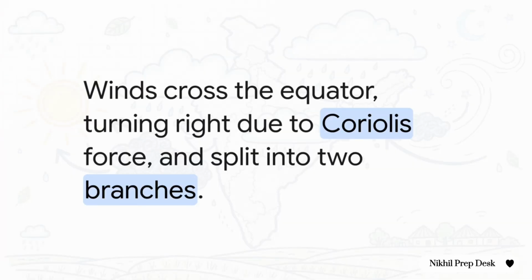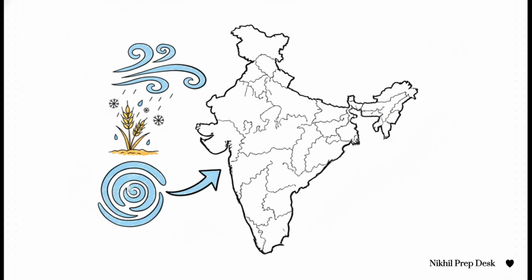So as those southeast trade winds are finally pulled across the equator, the Earth's rotation, specifically the Coriolis force, kicks in and physically bends them to the right. That's how they become the southwest monsoon. Once they hit the southern tip of India, they actually split. The Arabian Sea branch hammers the Western Ghats, while the Bay of Bengal branch sweeps all the way out toward the northeast.